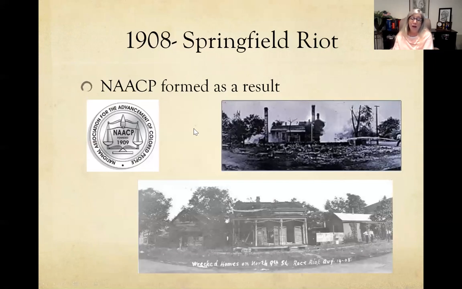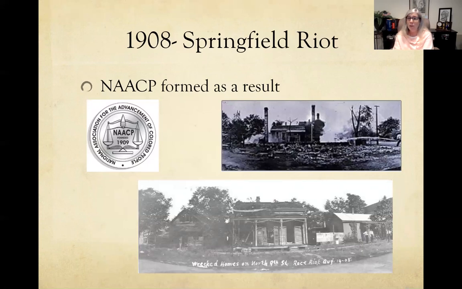The following couple of years, race riots are breaking out. You've got the 1906 race riot in Atlanta, and then this bigger riot in 1908 in Springfield, Illinois. All right, a race riot in Atlanta, Georgia was not as shocking and unexpected as it would be in Springfield, Illinois. This is the hometown of Abraham Lincoln in the North. And so this race riot breaks out, and you can see the aftermath where these homes have been destroyed.